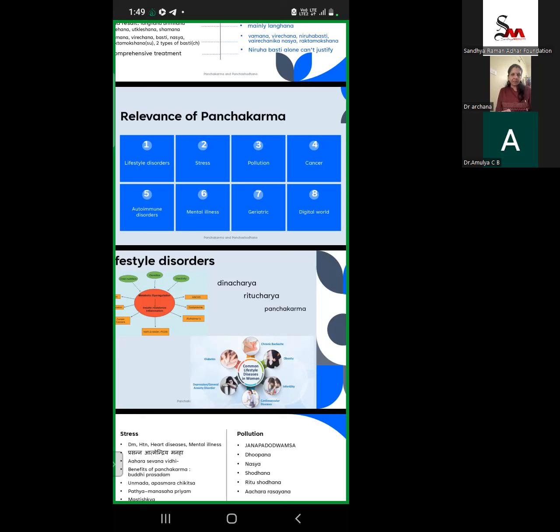Next is geriatric care. Why do we need geriatric care? Because the lifespan is increasing day by day. The life expectancy was very low before. Now it is very high. People stay alive till 80 years, but the quality of life is very, very low. So we need geriatric care now, because as the age progresses, the number of illnesses they have is also increasing exponentially. So we need Panchakarma to deal with these geriatric illnesses.